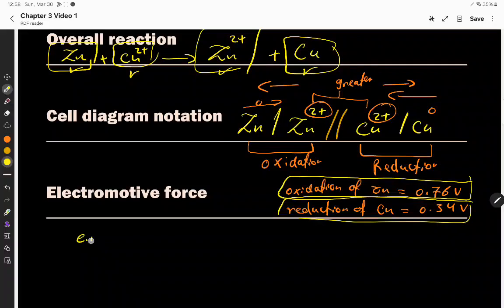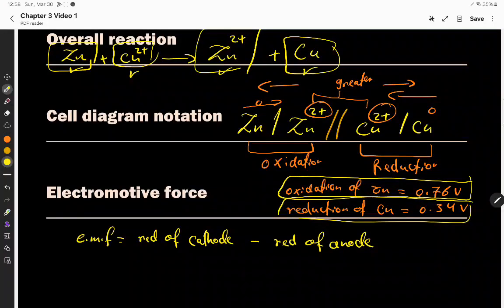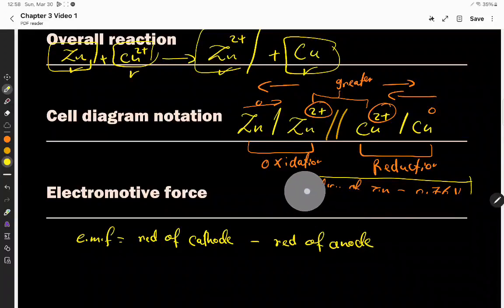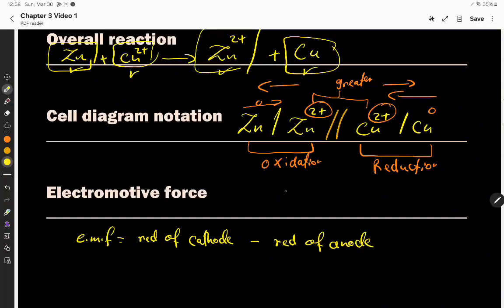We say the electromotive force equals the reduction potential of the cathode minus the reduction potential of the anode. Positive 0.76 is the oxidation potential of zinc. Now let's write the reduction potential. It will be the same but with a different sign. The reduction potential of zinc is negative 0.76, the same as the first one, but with a negative sign.